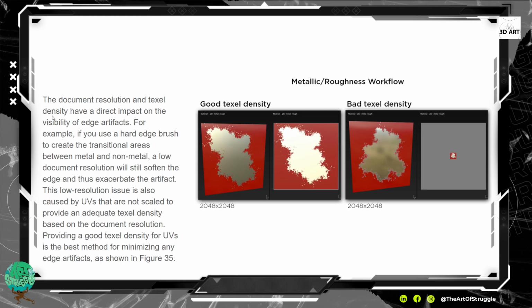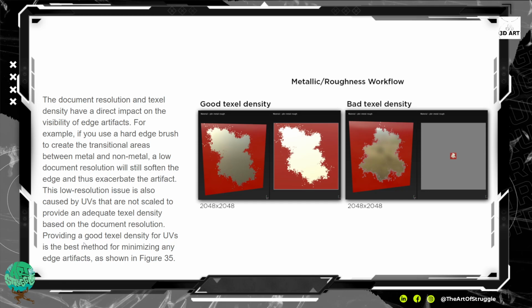The document resolution and texel density have a direct impact on the visibility of these edge artifacts. For example, if you use a hard edge brush to create the transitional areas between metal and non-metal, a low document resolution will still soften the edge and thus exacerbate the artifact. This low resolution issue is also caused by UVs that are not scaled to provide adequate texel density based on the document resolution. Providing a good texel density for UVs is the best method for minimizing any edge artifacts.